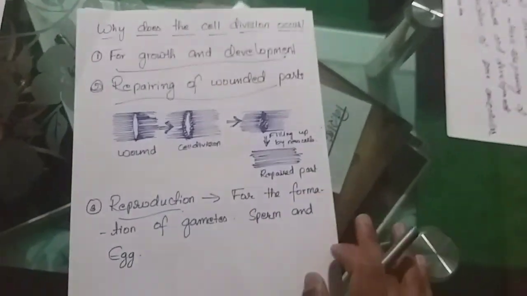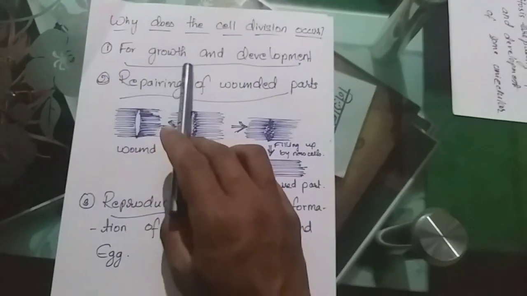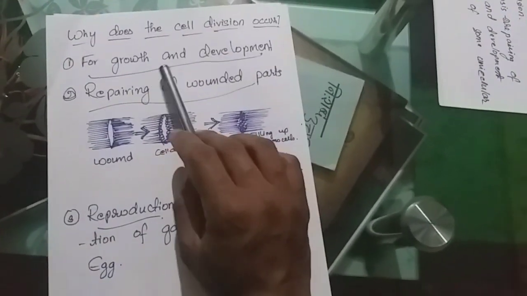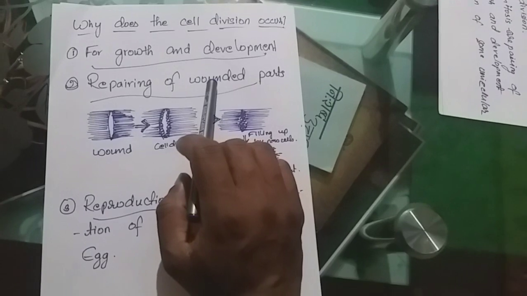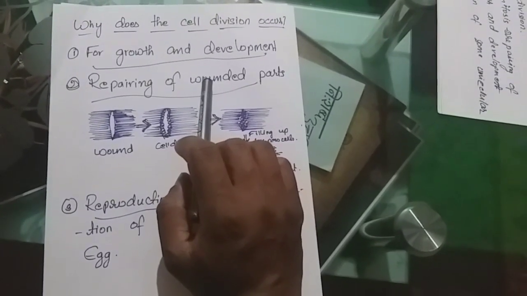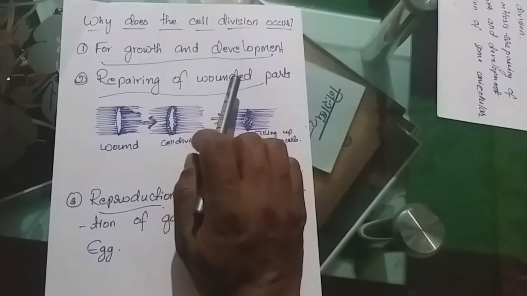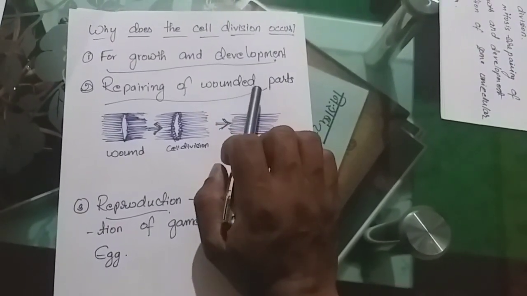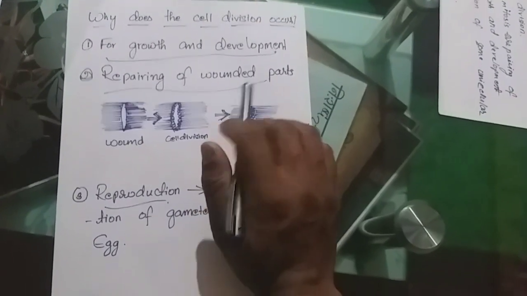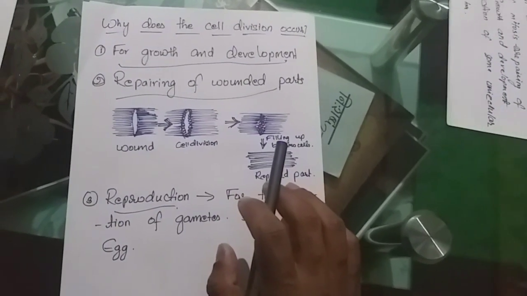Now moving on to the next part, why does cell division occur? Very shortly, I will describe this. Number one, for growth and development. When we were born, we were just small kids, and after 20 to 25 years we become big, with well-developed muscles, hair and brain. How does this happen? Because of cell division. Because of cell division, the number of cells in our body increases. As a result, the size of the body also increases, and there is development of certain organs.